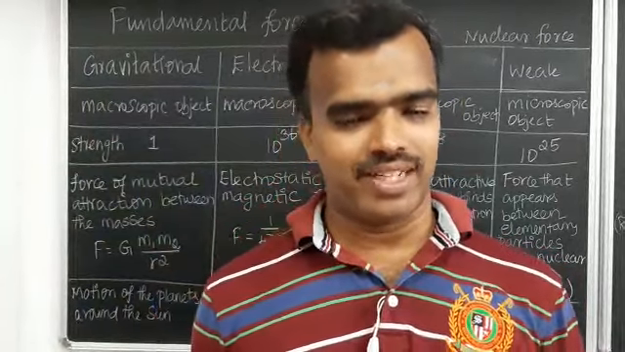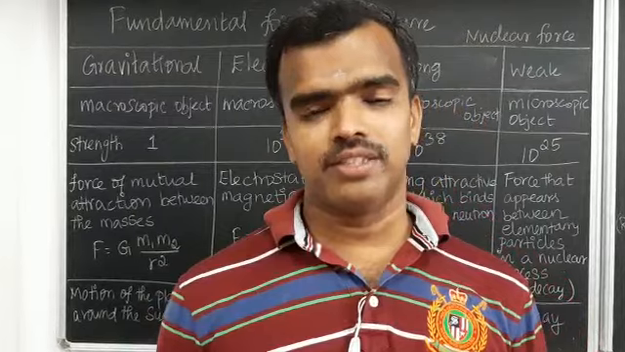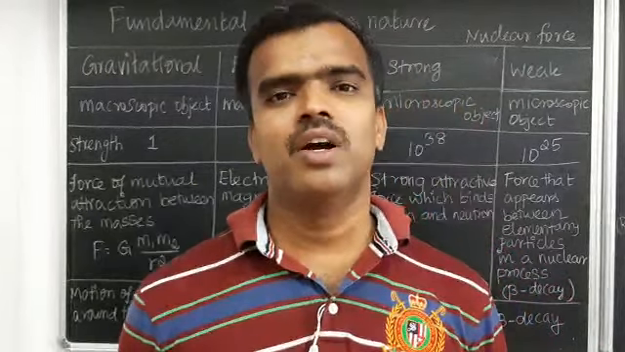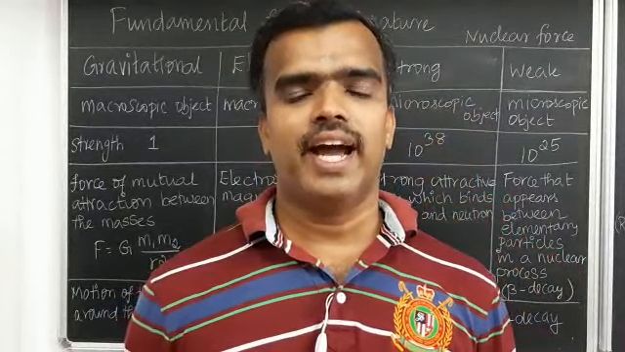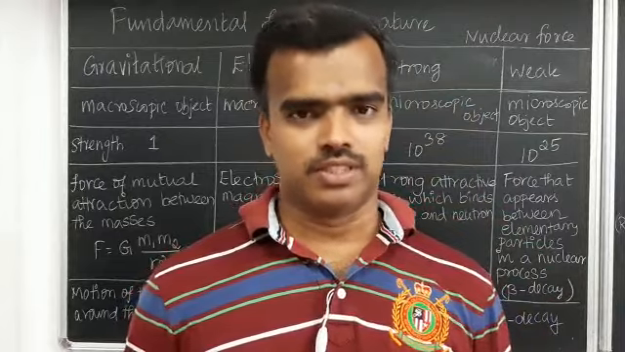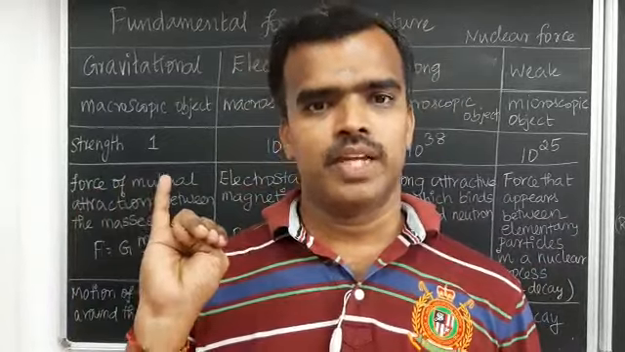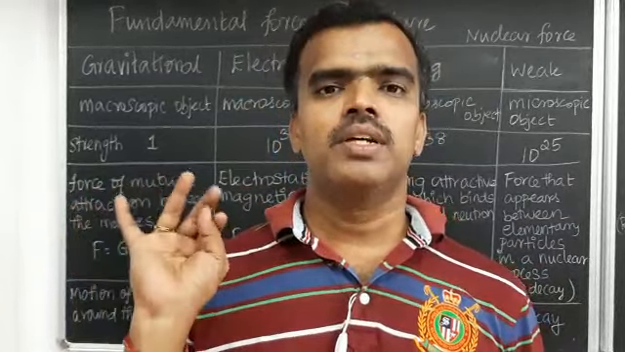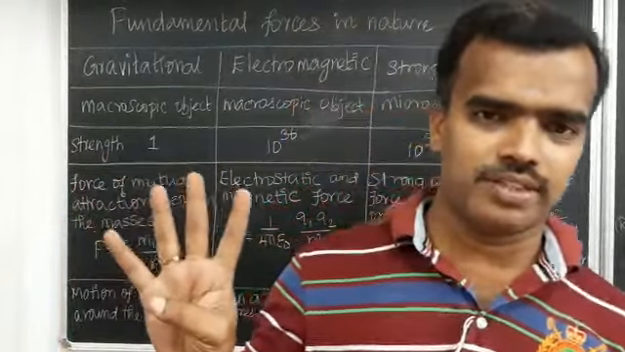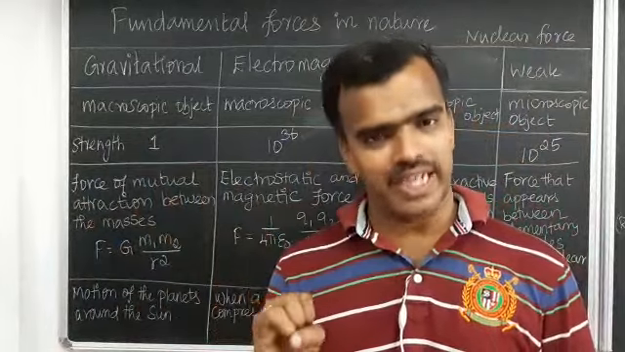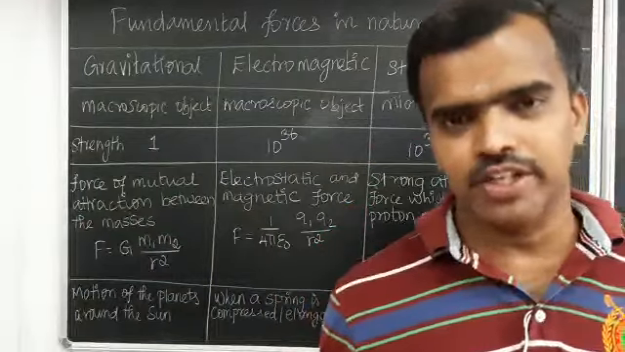So, what are they? Gravitational forces, second one is electromagnetic forces, and third one is nuclear forces. In nuclear forces, again we are subdivided into two categories. One is strong nuclear forces and another one is weak nuclear forces. So we have four different forces: gravitational force, electromagnetic force, strong nuclear force, and weak nuclear force. Among the four different forces, which one has the most force?